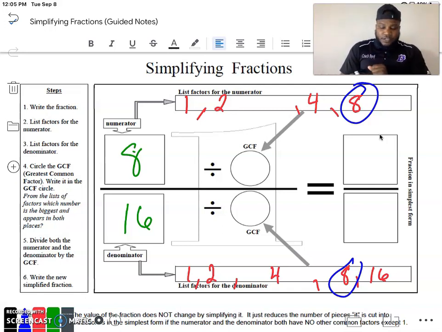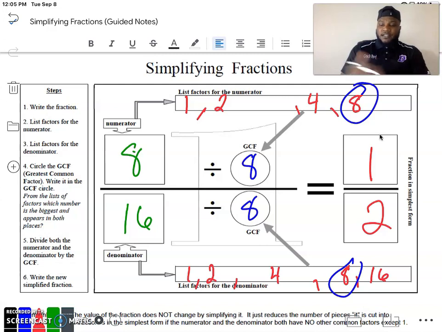So now it says write it in the GCF circle. So I'm going to write 8 here and 8 here because you want to divide the top and the bottom by the same number, which is the GCF. And when I divide 8 divided by 8, I get 1. And when I divide 16 divided by 8, I get 2. So 8 over 16 simplifies to 1/2, which means that these are the same fractions, okay?